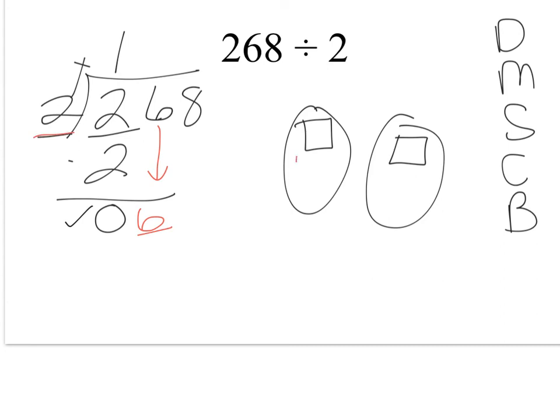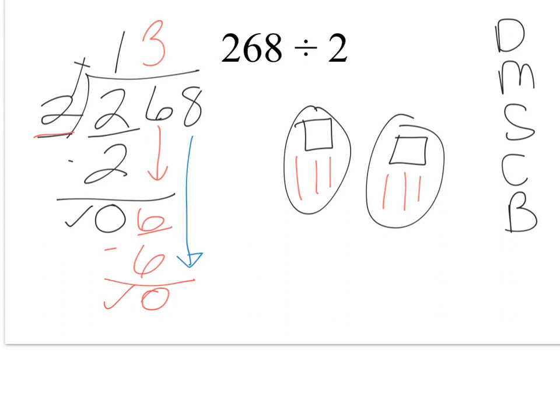So if I keep going, 1, 2, 3, 4, 5, 6, means I will have 3 tens in each group. So 3 times 2 is 6. I'm going to subtract. 6 minus 6 is 0. I'm going to check to make sure that this number that I subtracted is smaller than my divisor. It is. So now I can bring down the 8 ones that I have not yet divided out.